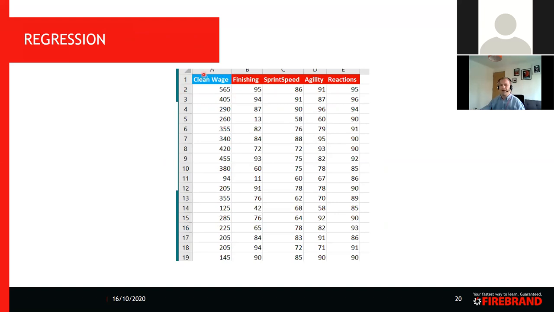Because the amount of money we pay a footballer, considering it's 565,000 euros a week, that's a fairly big ticket item. That's an eye-watering amount of money. So actually, maybe we want to see what variables relate to that amount of money. So we're going to define sprint speed, finishing, agility, and reactions as independent variables.